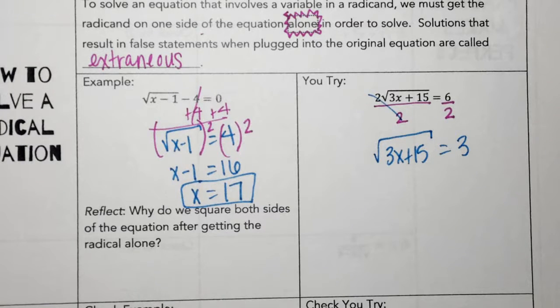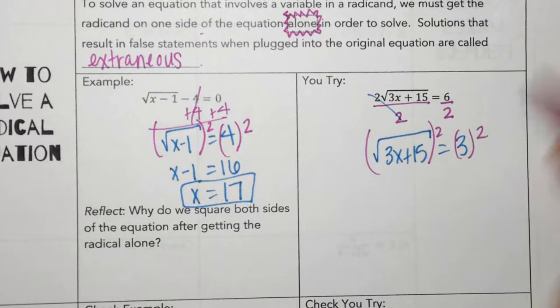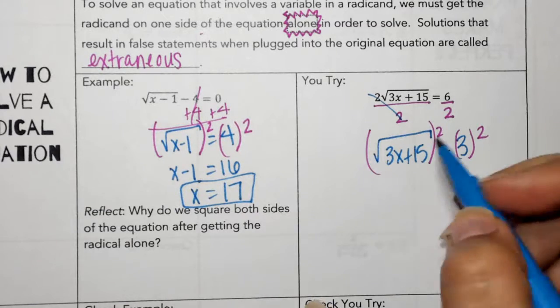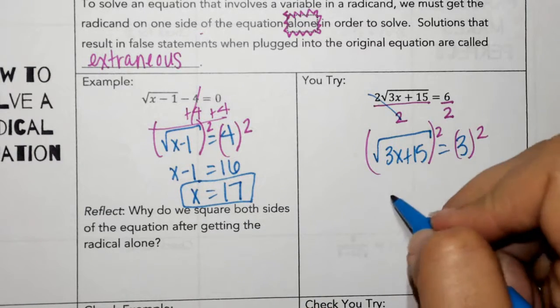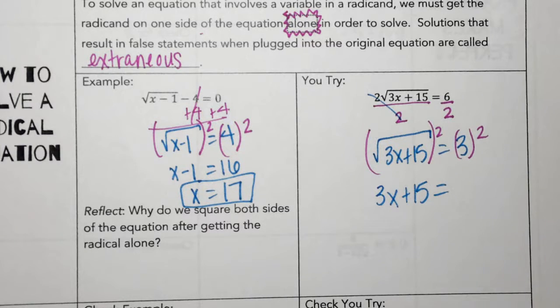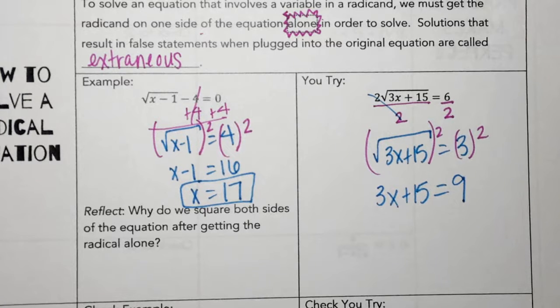Now how would we get rid of a radical? Square both sides. Alright, so when you square the square root, what happens to that radical? It disappears. And you're left with 3x plus 15 equal to 9. No, you cannot touch anything that's in the radical until it's by itself.